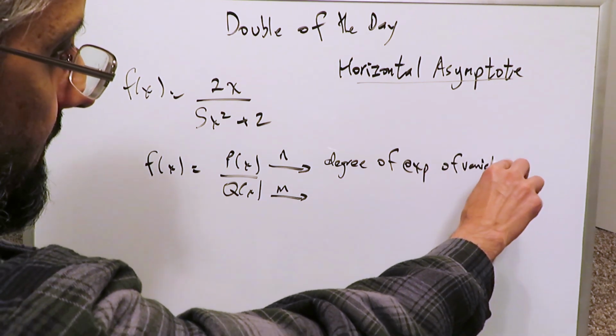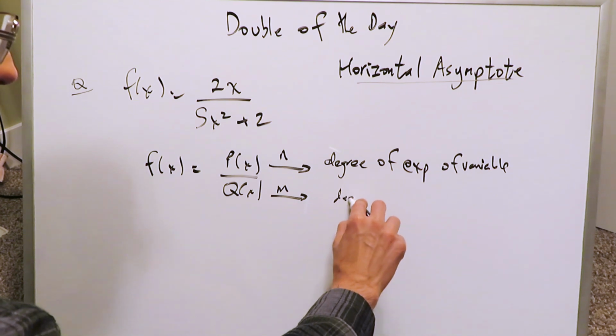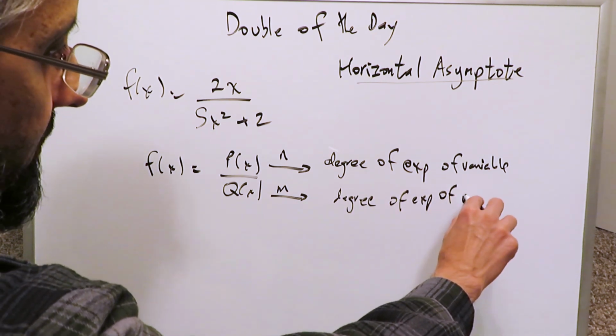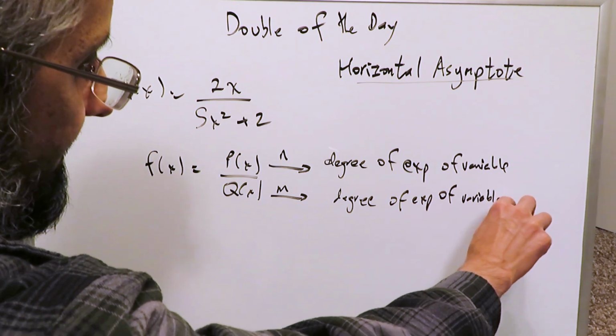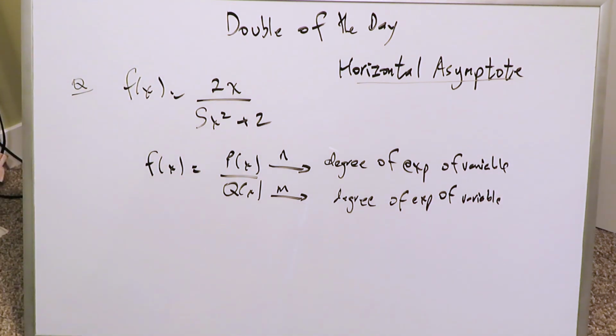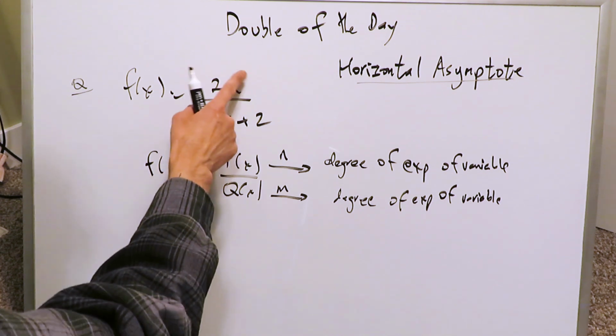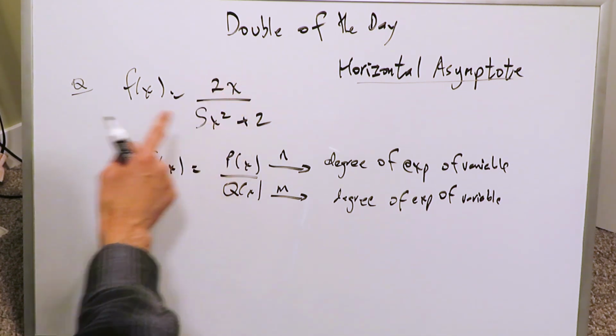And then the m value will be exactly the same. The degree of exponent of variable in the denominator. What is the highest order degree of that exponent in the numerator? That's n. What is the highest order degree of exponent in the denominator? That's m. When you're looking at a question like this, you can easily see it in the numerator and the denominator.